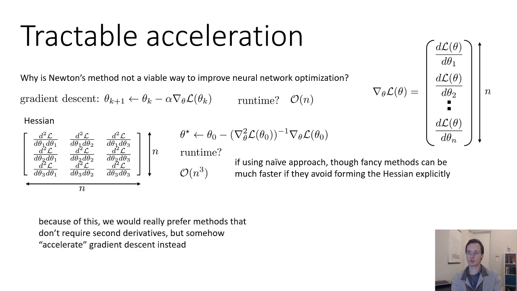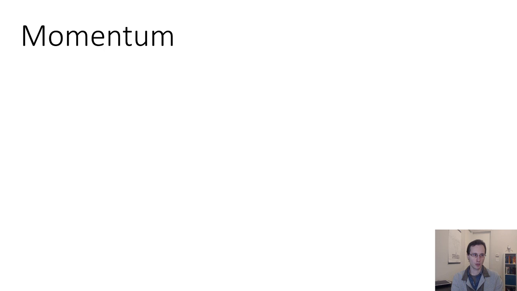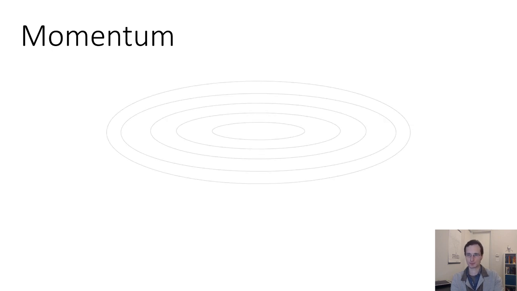So because of this, we would really prefer methods that don't require second derivatives, but somehow accelerate regular gradient descent instead, while keeping this nice O of n runtime in the nice simple update form. Okay, so the first tractable acceleration technique we'll discuss is something called momentum. Momentum is exactly what it sounds like.